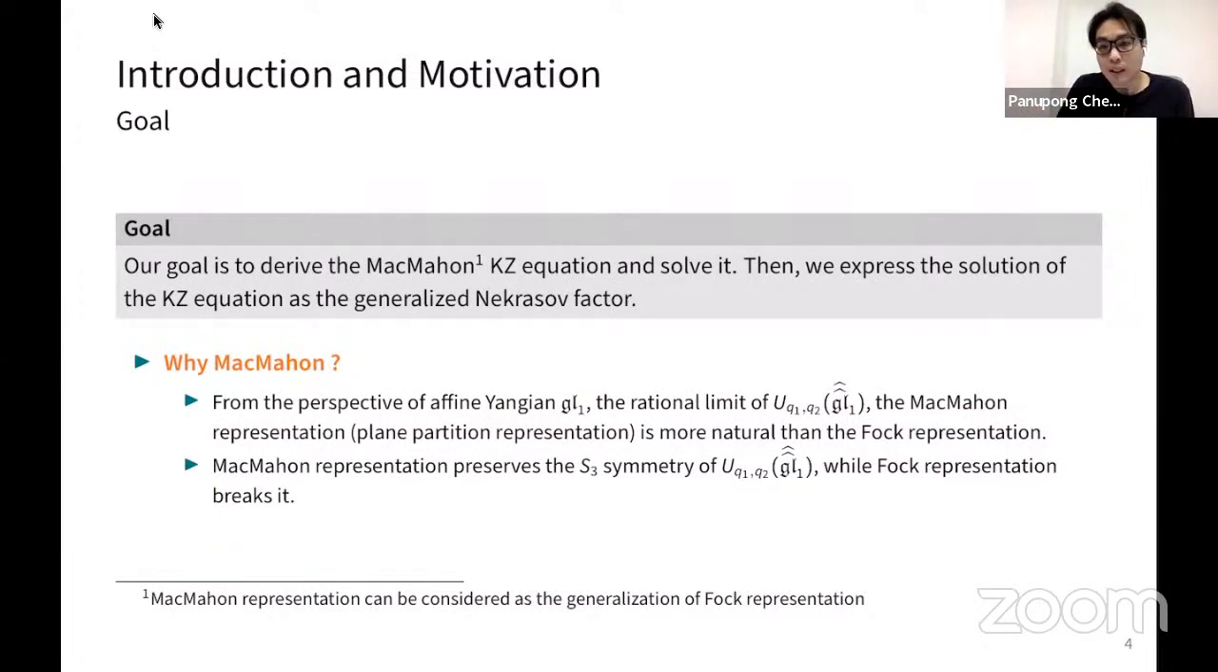The first reason comes from the perspective of the affine Yangian, which is the rational limit of the quantum toroidal algebra. From this perspective, the MacMahon representation is more natural than the Fock representation. The word more natural here means it appears in more physical contexts and applications than the Fock representation, for example, in the higher spin CFT duality. The second reason is that the MacMahon representation preserves the S3 symmetry of the quantum toroidal gl1 algebra. S3 symmetry means the permutation of the deformation parameters. On the other hand, the Fock representation breaks this symmetry. So from these 2 reasons, I think it's natural to believe that the MacMahon representation is more fundamental than the Fock representation.